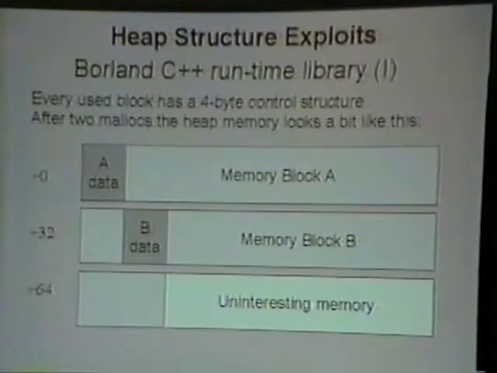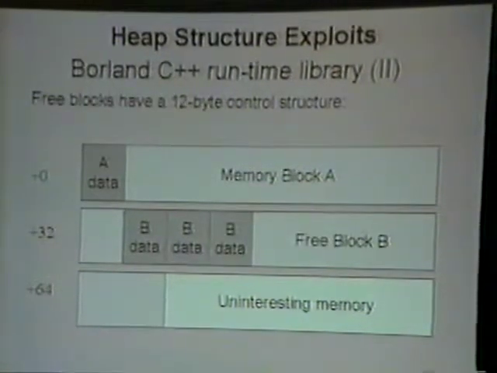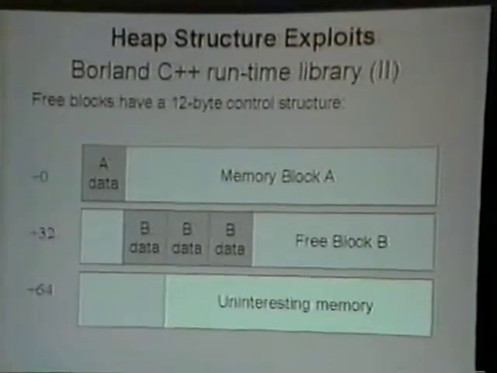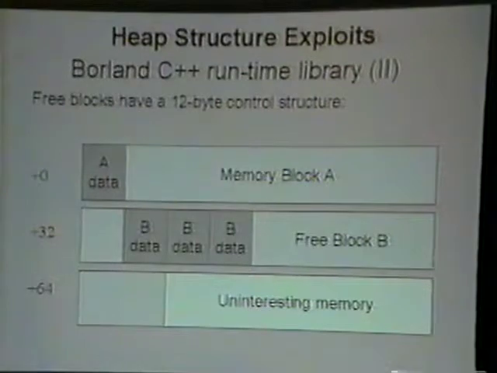Every memory block you allocate, for example with a malloc 20, gets a 4-byte control structure right in front of the block. So a programmer would malloc 20 bytes and get a pointer right to this location back, and before that location there are 4 bytes which store some information about the memory block following it. And the heap would look similar to this once you've allocated two blocks sequentially. If block B is free, the control structure does not consist of only one double word, but of 3 double words.